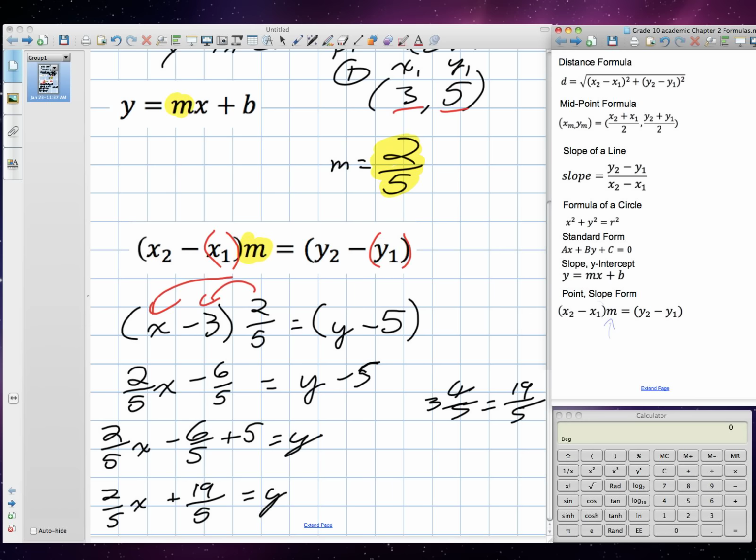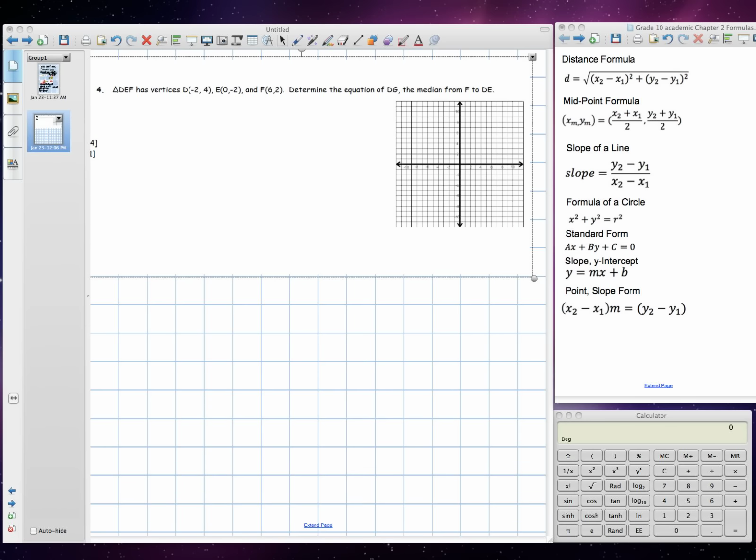Okay, question number 4 from your test. It says that triangle DEF has vertices D at -2, 4, E at 0, -2, and F at 6 and 2. Determine the equation of DG. Okay, there is no G in this triangle, so what they're telling you is this is the median from F to DE. That will be the median between D and E.